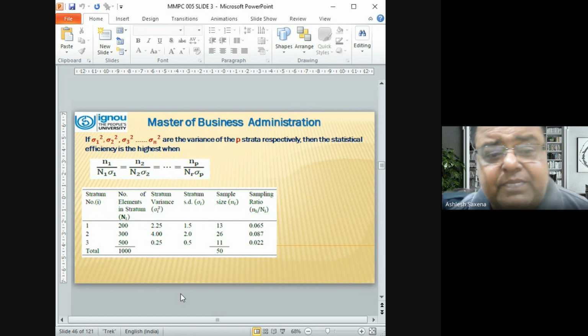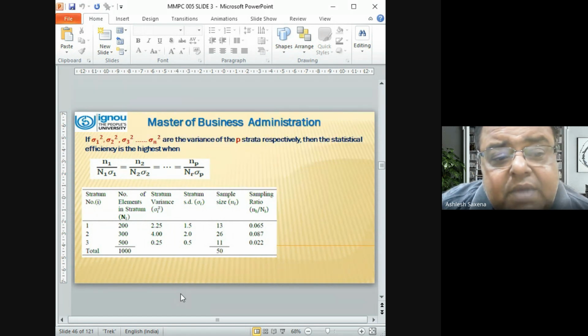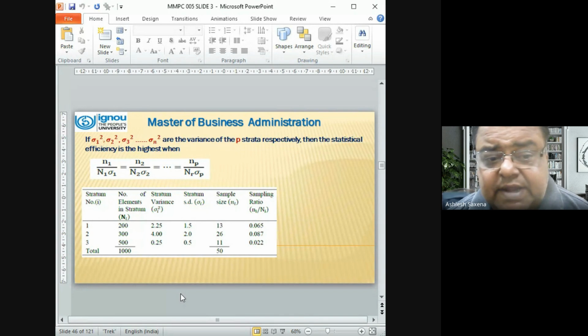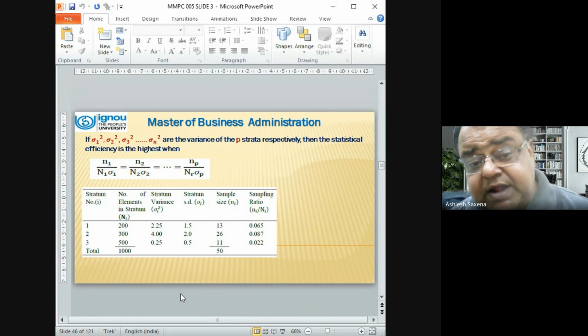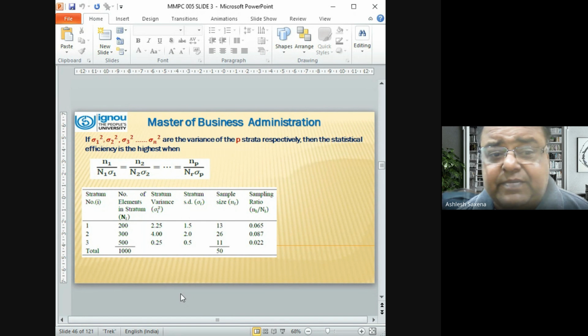Now see the problem. 200, 300, 500 is the number of elements in the strata. Your stratum variance is 2.25, 4, 0.25. Stratum standard deviation will be the square root of variance. That will be the square root of 2.25, which comes out to be 1.5. The square root of 4 will be 2. And the square root of 0.25 will be 0.5. Now we have to find out the sample size. That is 13, 26, 11. Find out the sampling ratio. You will see the sampling ratio is different over here.